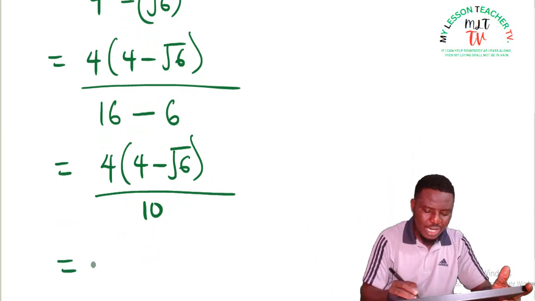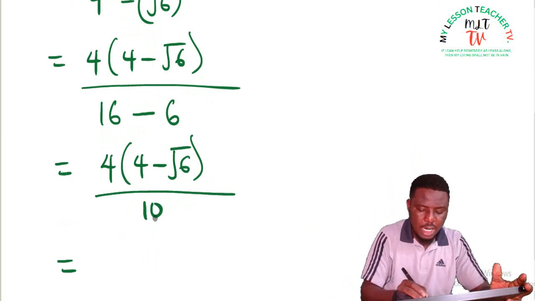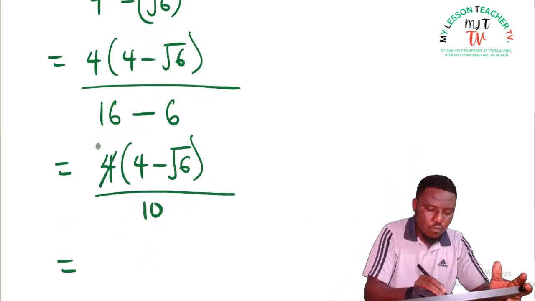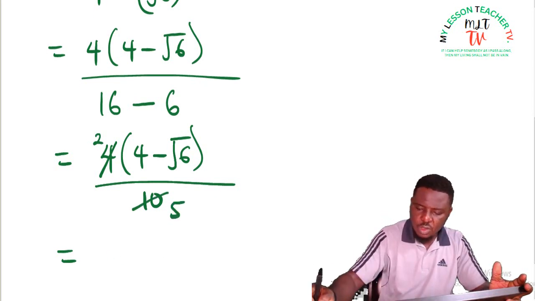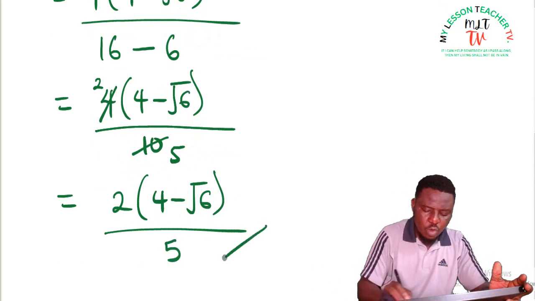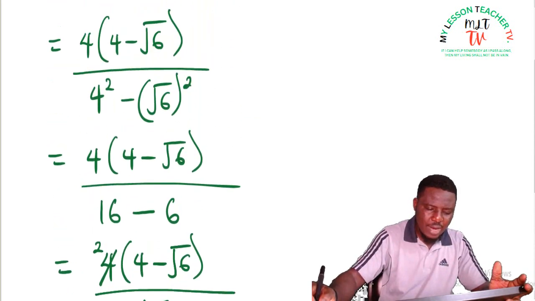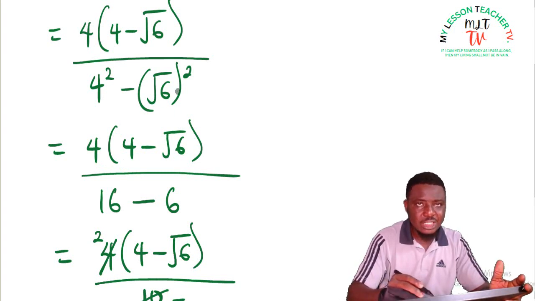And when you look at it, you agree with me that 2 is a factor that can divide both 4 and 10. So 2 into 4 is 2. 2 into 10 is 5. This gives us 2 into 4 minus root 6 divided by 5. If you observe, you discover that when I multiply the numerator, since I have 4 as a factor outside, I didn't expand the bracket because definitely I'm going to rationalize the denominator, which will give me a real number.